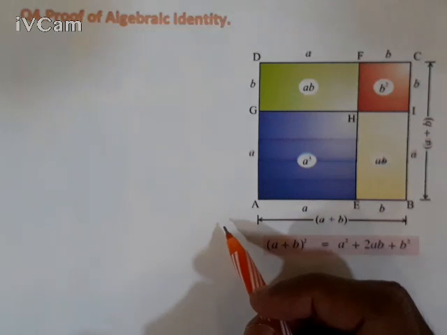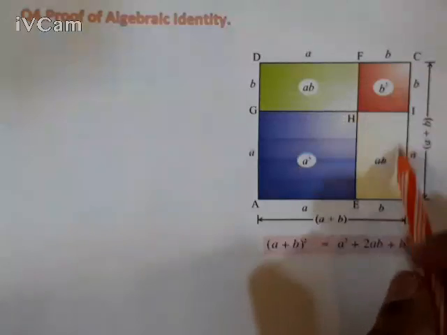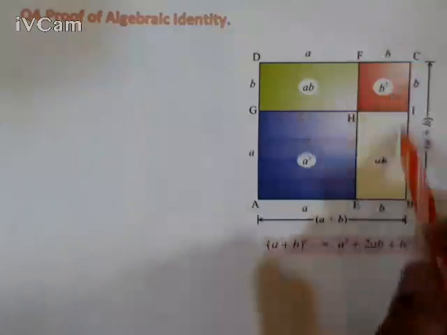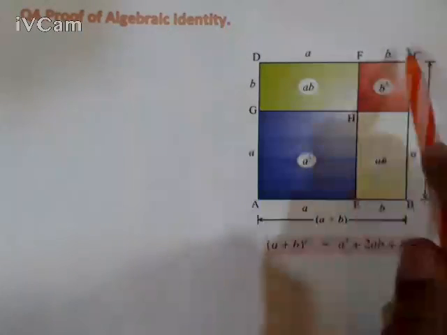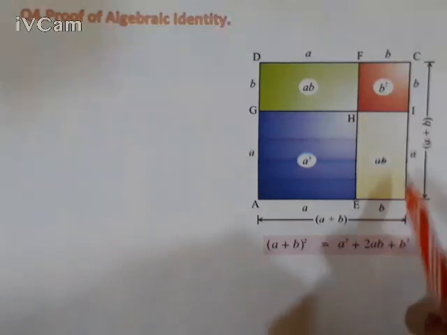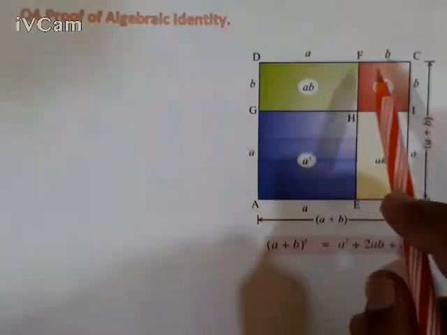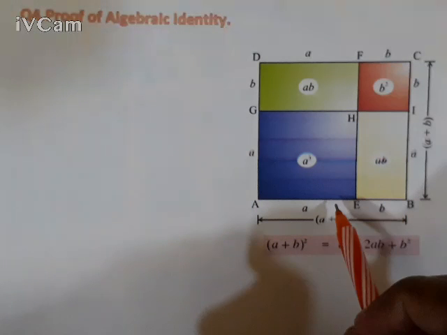We will prove the algebraic identity. Here it's a big shape and the shape is just like a square, and the name of this square is ABCD. So how will we prove this algebraic identity?